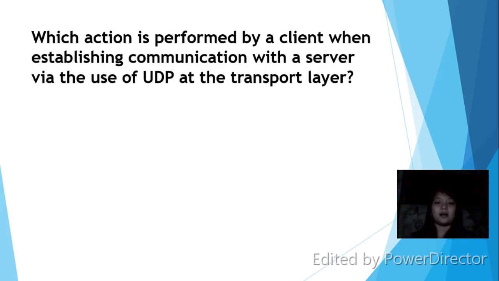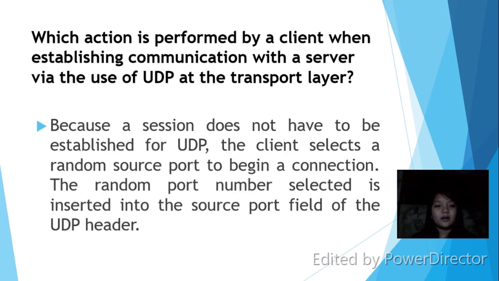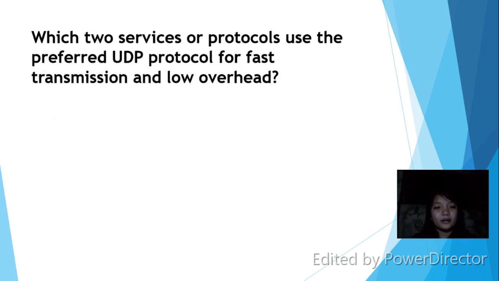So this is again the question. Which action is performed by a client when establishing communication with a server via the use of UDP at the transport layer? Because a session does not have to be established for UDP, the client selects a random source port to begin a connection. The random port number selected is inserted into the source port field of the UDP header.